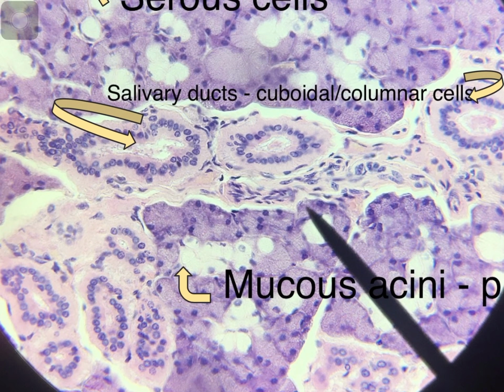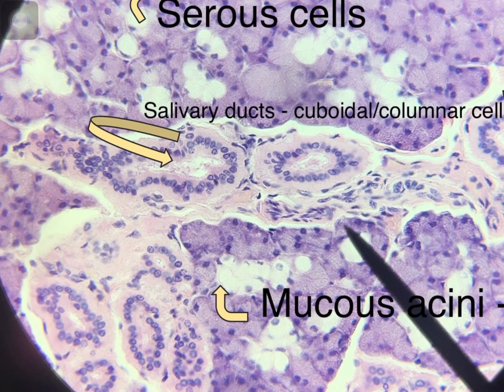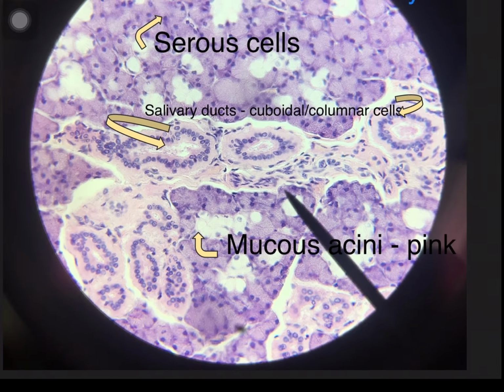Okay, on to the salivary ducts. So salivary ducts, can't forget, have cuboidal and columnar cells. You can notice by how close the nuclei are, very close together, very cuboidal, very columnar. And of course, when we think of cuboidal and columnar, you think absorption and secretion, hence salivary ducts for salivation secretions.